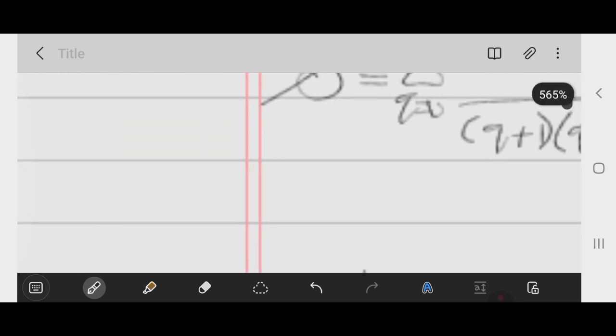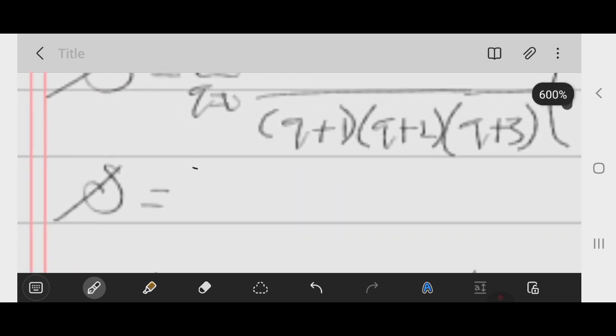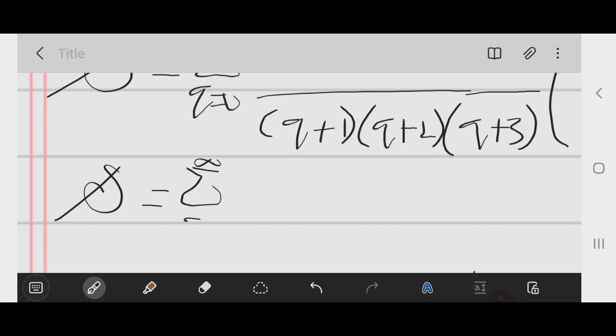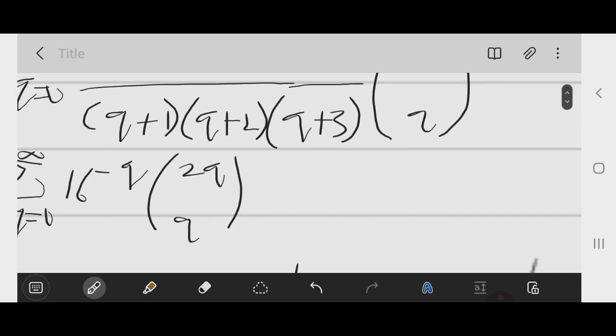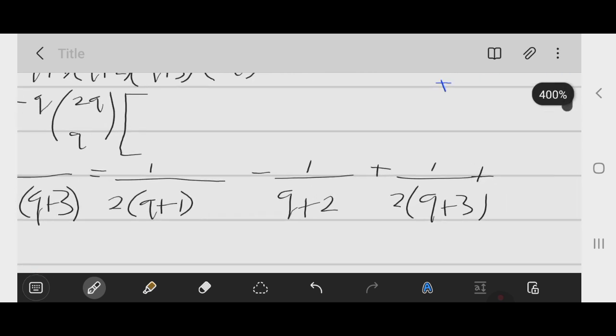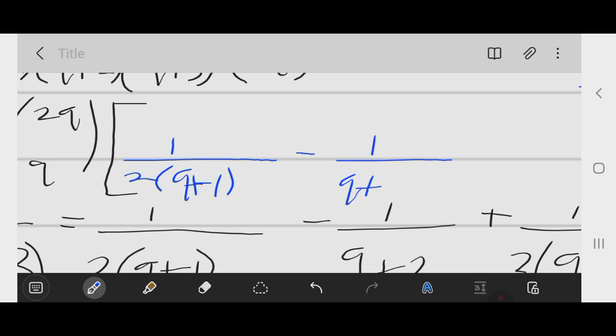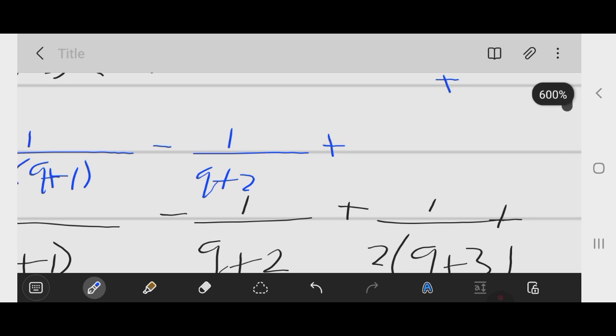Okay, so I'm gonna insert it here. I have that S is equivalent to our sum, which is sum to infinity of Q starting from 0. So I have 16 to the power of minus Q multiplying the binomial 2Q and Q. So now I will introduce the partial fraction. Okay, I have 1 over 2 multiplying Q plus 1 minus 1 over Q plus 2 plus 1 over Q plus 3.